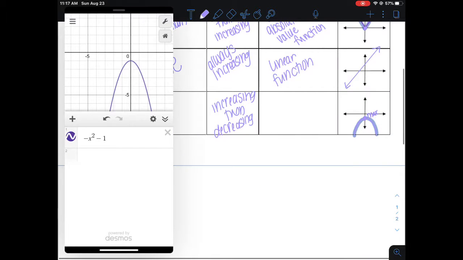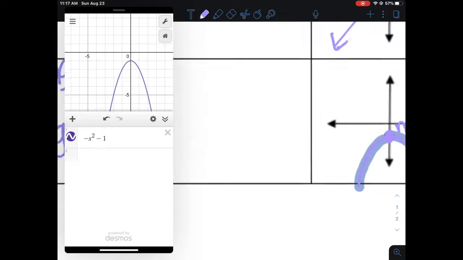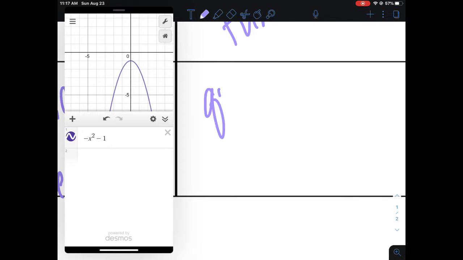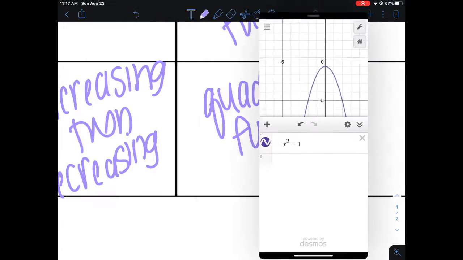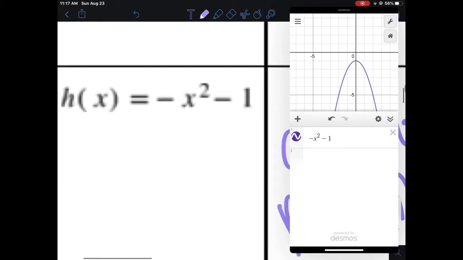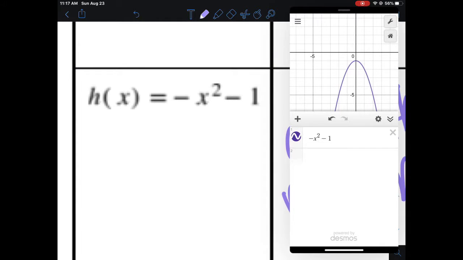Okay, and then what kind of function family is this? Well, a U-shaped graph, or an upside down U-shaped graph, is quadratic. So it's a quadratic function. Or if you looked at the original equation we had here, this x squared is always quadratic.